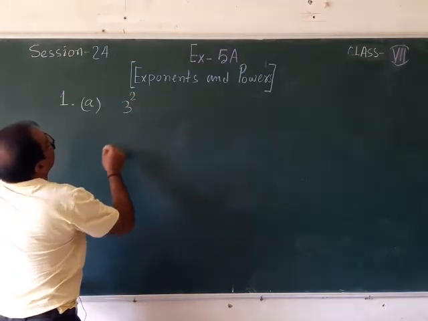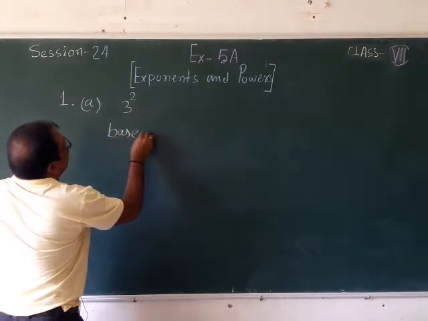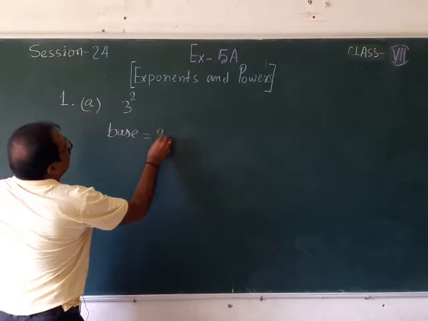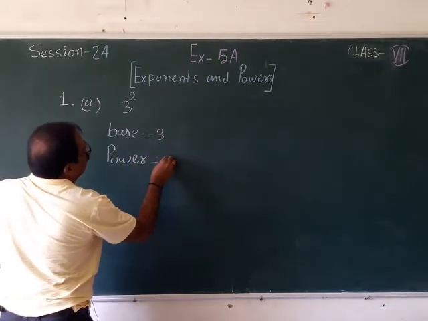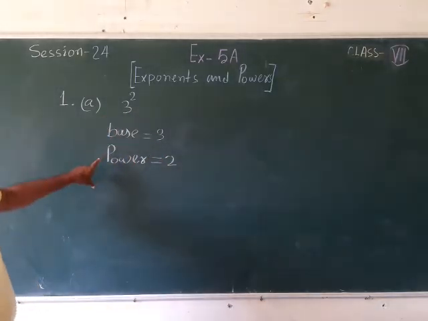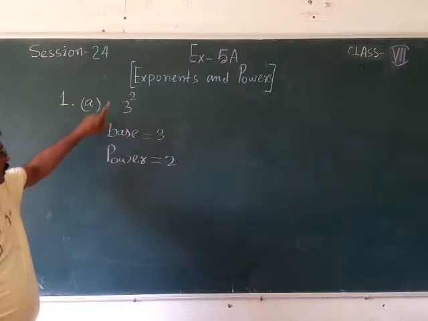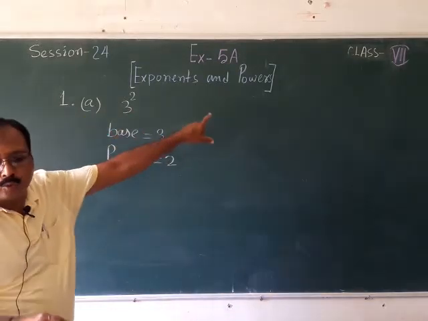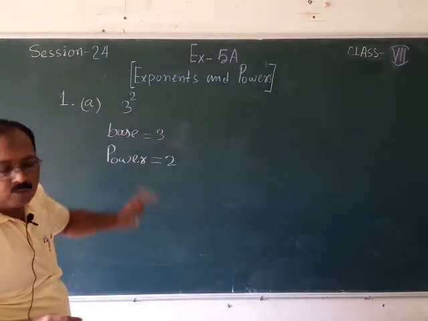Here, as I have told you, what is base? Here you can directly write the base is 3, and what is power? Here the power is 2. So in this question you just write what is base, so 3 is the base, and power is 2. So to find the base and power, here you can write very easily and simply.